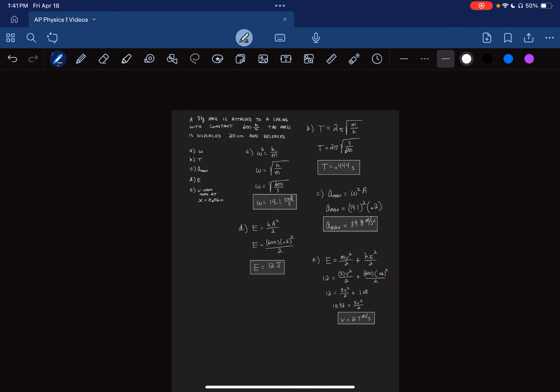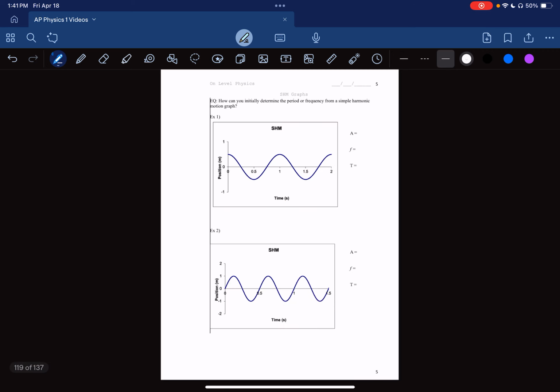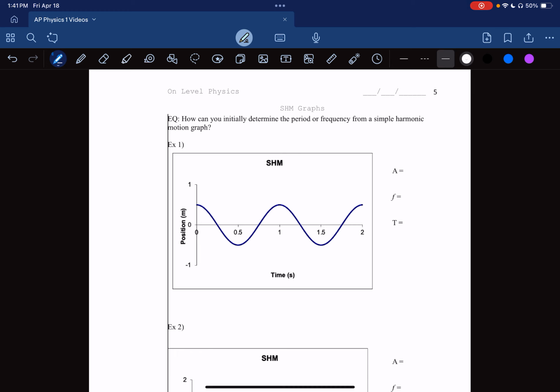And there it is. All right, I should probably go over this as well. These are simple harmonic motion graphs. I'll just go over everything.